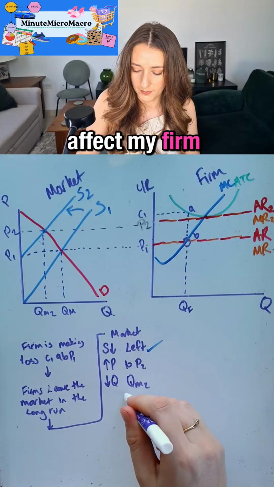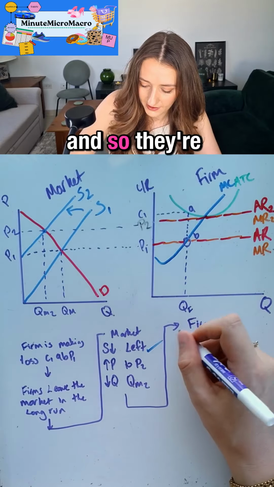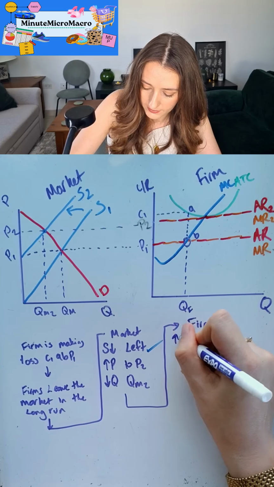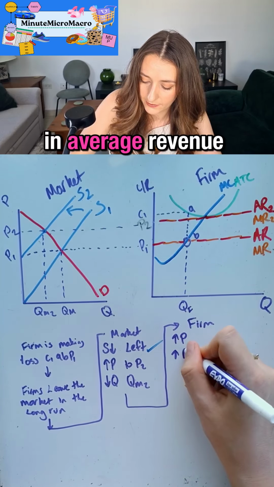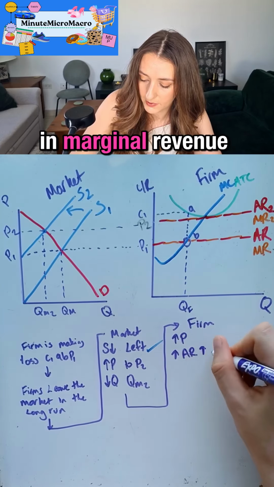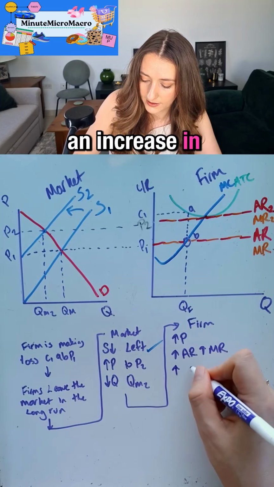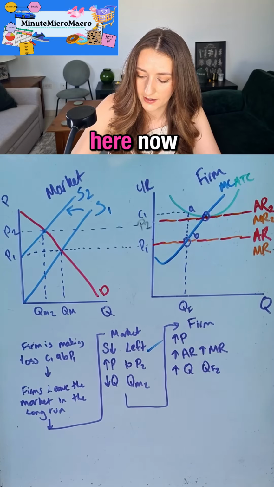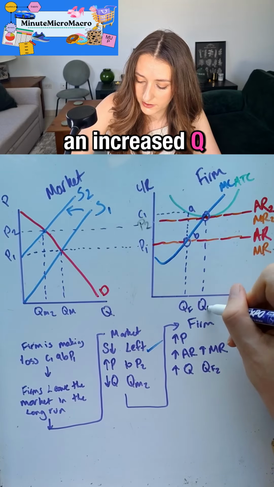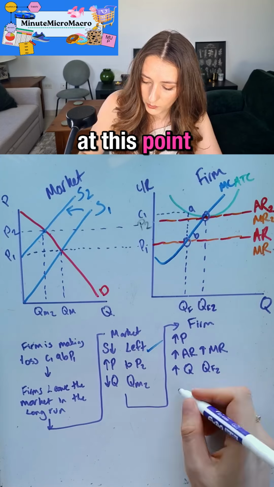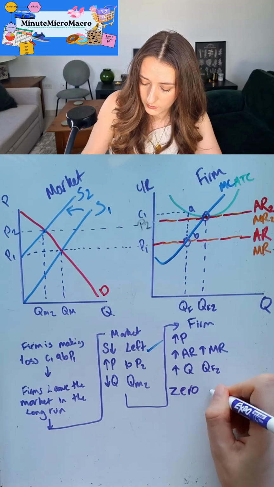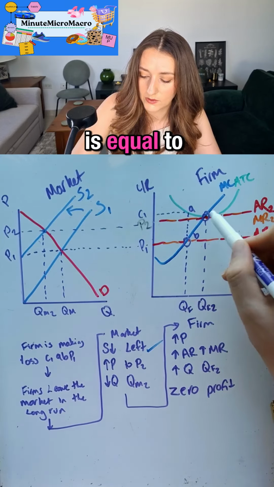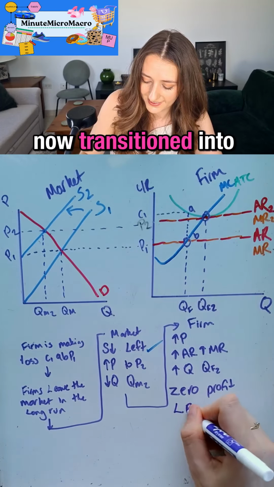How does that affect my firm? My firm is a price taker, and so they're going to see an increase in price, which means there's going to be an increase in average revenue and an increase in marginal revenue. We're going to see an increase in quantity up to QF2. MC equals MR here now, and so we've seen an increase to QF2. At this point, they are making zero profit because their cost is equal to their revenue, and we have now transitioned into the long run.